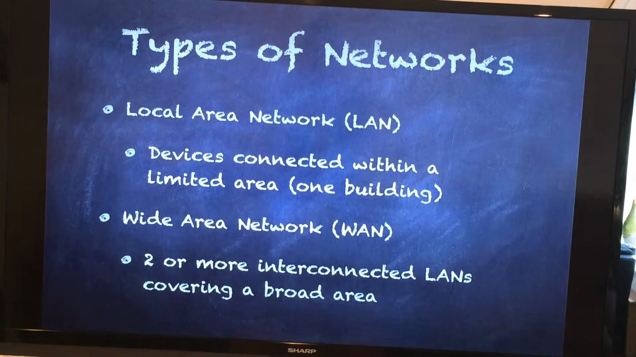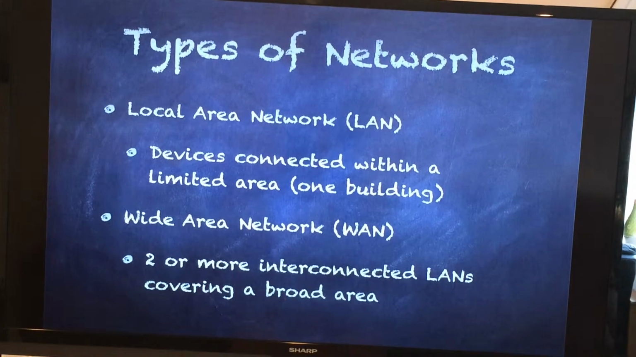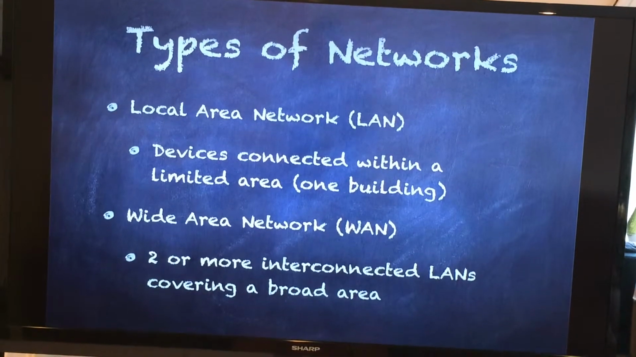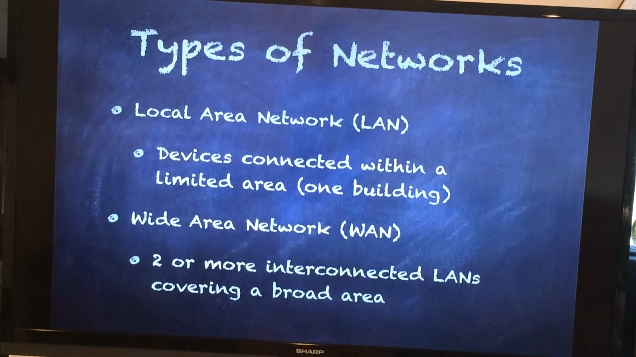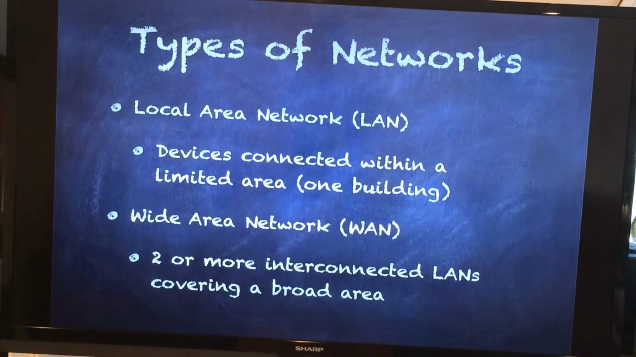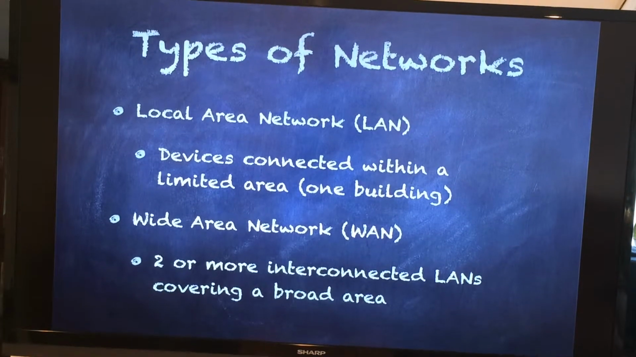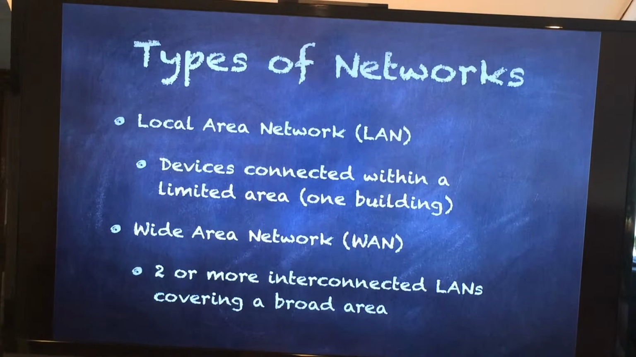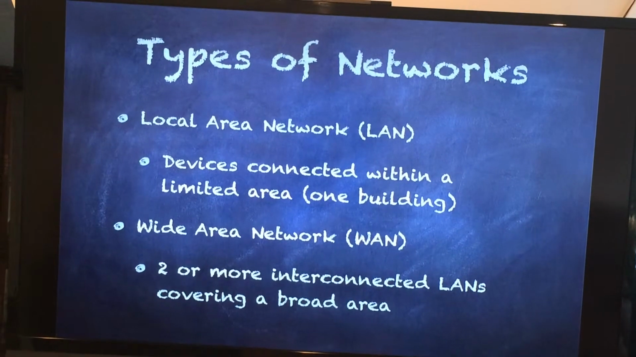So there are 2 main types of networks. There's a local area network, also called LAN, and a wide area network, also called WAN. A local area network is just devices connected within a limited area. So that mainly means one building. You can talk about one office building or one house, for example. A wide area network is essentially 2 or more interconnected local area networks, and a wide area network can cover a broad area.